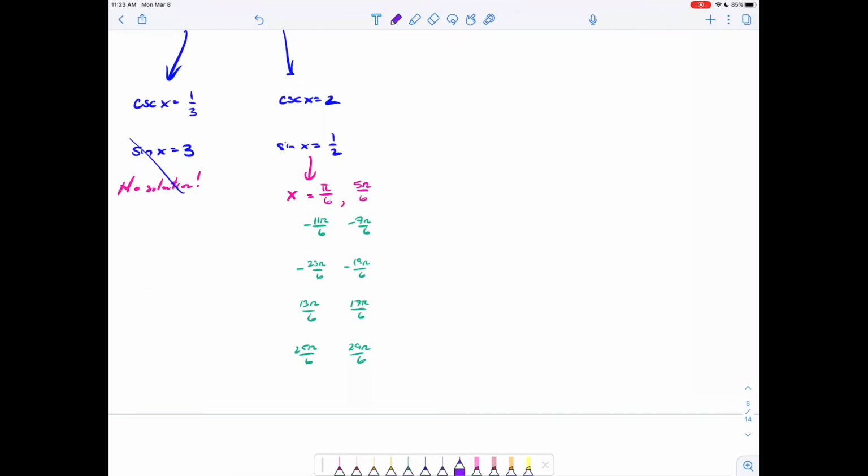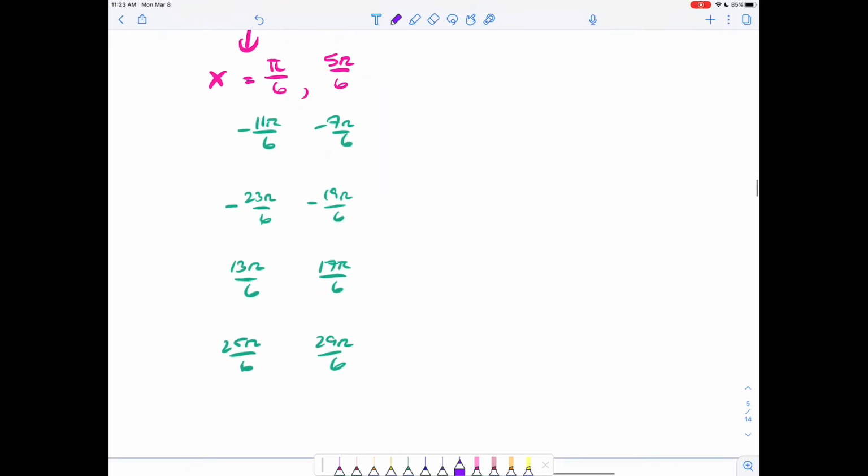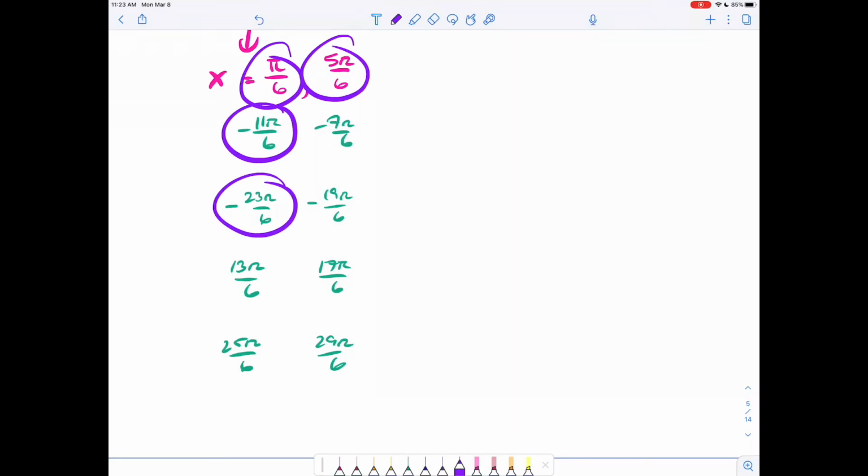Which color do I want? Purple. So this isn't lower than negative 3 pi, so that's okay. And these ones are okay. This is lower than negative 3 pi. Negative 3 pi would be like negative 18 pi over 6, so that's a no. 13 pi over 6 is okay. That's less than 3 pi. 25 pi over 6, that's like more than 4 pi, so that's a no as well.